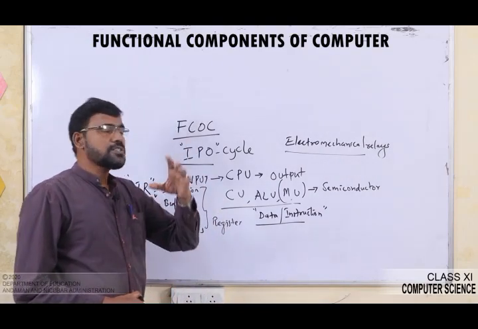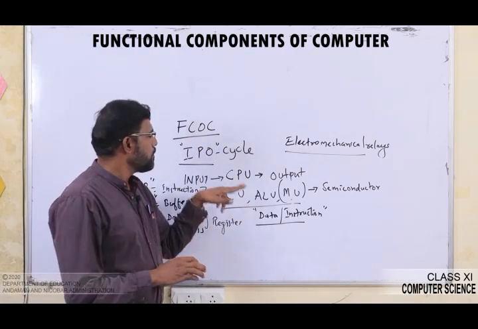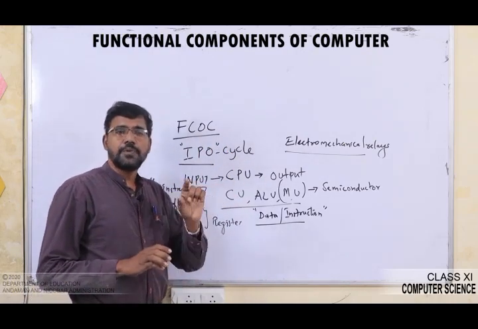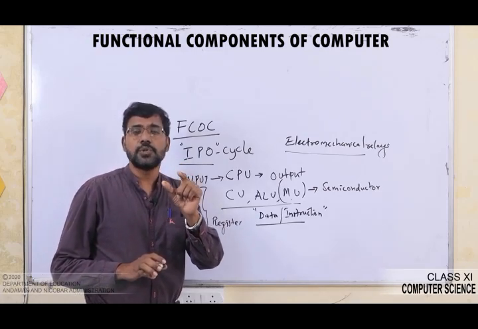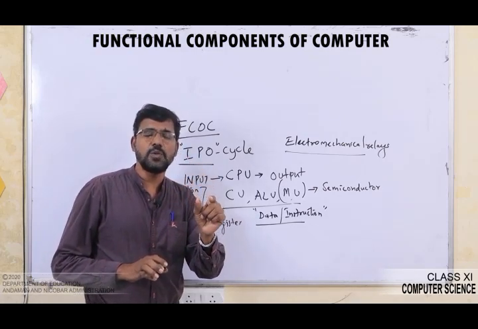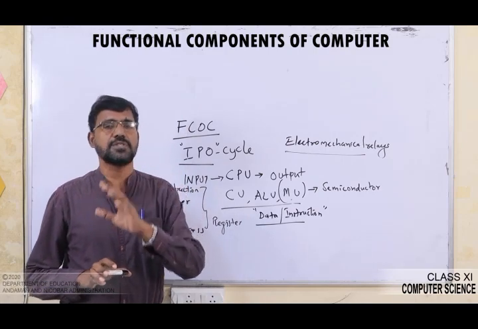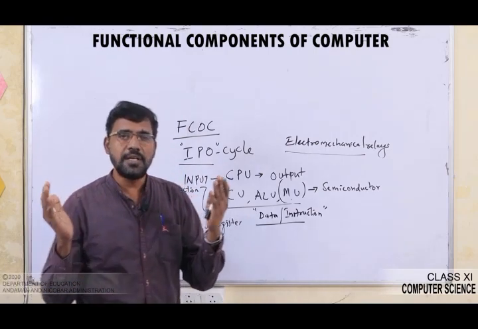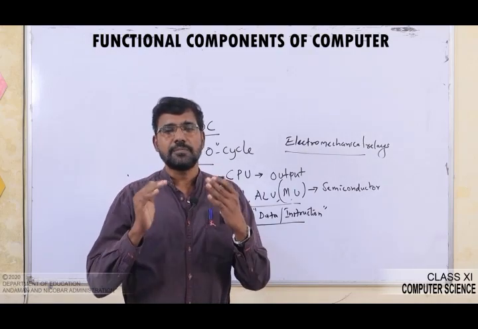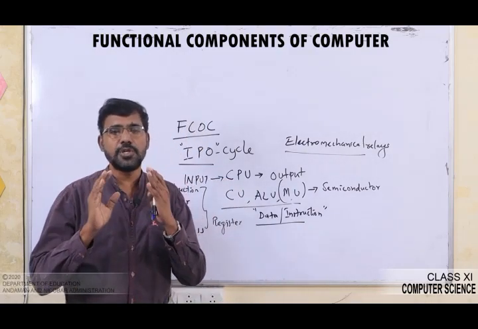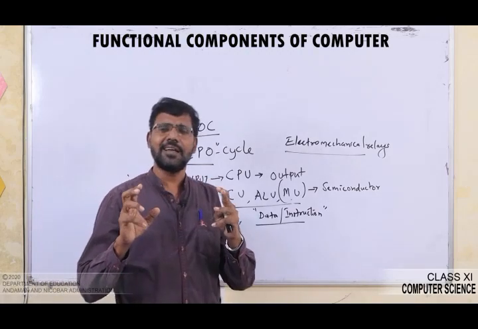Now, overall what is considered the CPU? CPU is the combination of ALU and CU, the arithmetic logic unit, including the control unit of a computer system. That means jointly the central processing unit works this way. You may call the CPU the brain of any computer system.